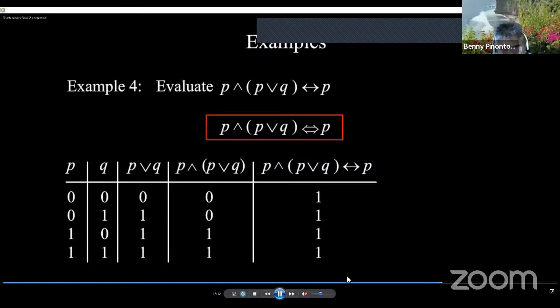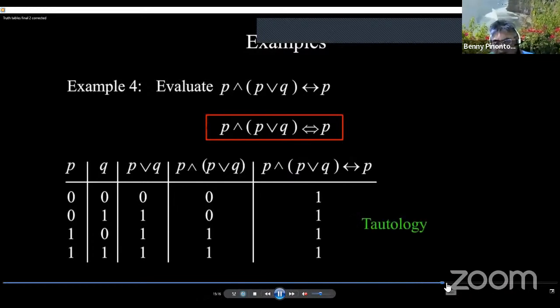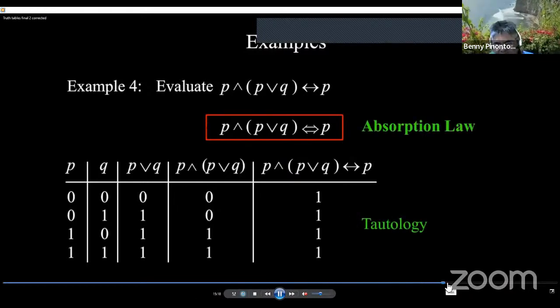Okay. So again, that's tautology. Now, we call this a special name for this one. It's called absorption law. It means that the P absorbs the Q. So this is P and (P or Q).